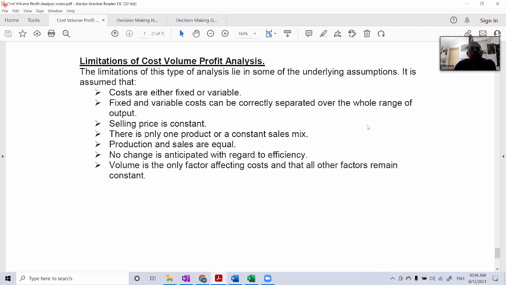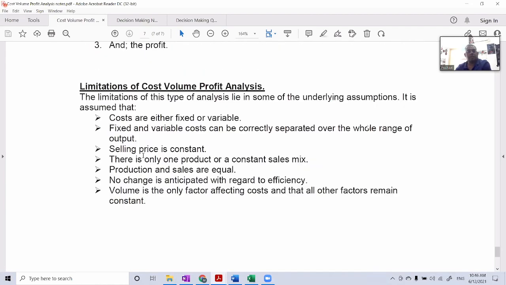Selling price is constant. There's only one product or constant sales mix. Production and sales are equal. What you produce, what you sell, there's no opening or closing stock. No change in anticipated efficiency. Again, it's a major assumption. And volume is the only factor affecting cost, and all other factors remain constant. These are all the key variables, key limitations, I would say, of the model. Now we've finished with this lecture note.